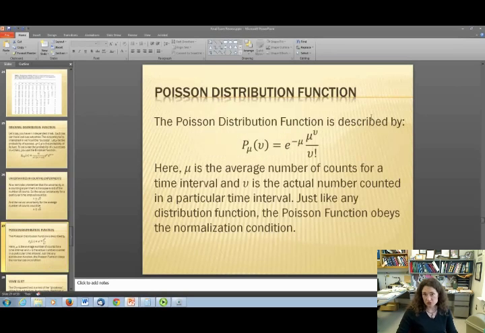The Poisson distribution function is given here. It's e to the minus mu, mu to the nu, over nu factorial. So let's say that you have an average number of counts for the radioactivity of uranium or whatever in a 2-minute period. That average number would be mu. Okay, and then you get the number of counts that you actually have, and that's v. Okay, so it's the probability that something with an average value of mu actually gets v counts. Okay, so that's your Poisson distribution function.